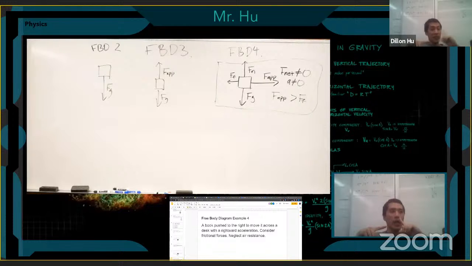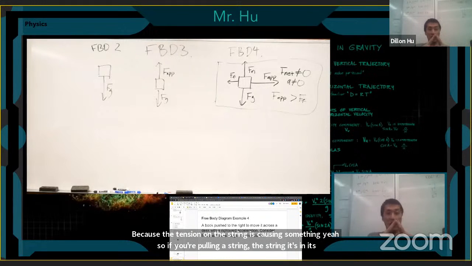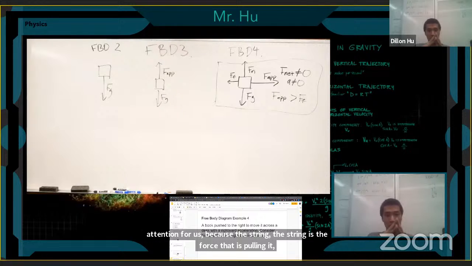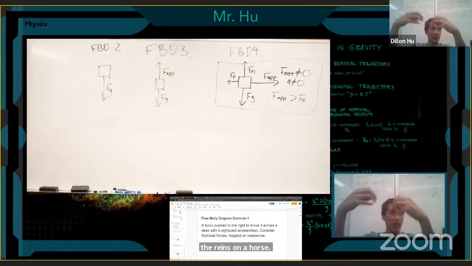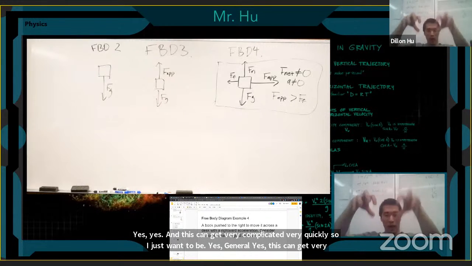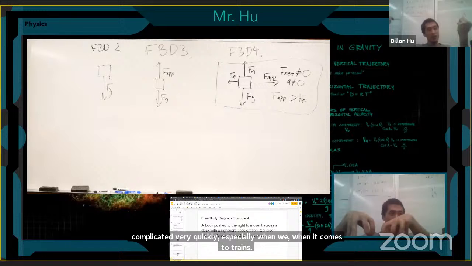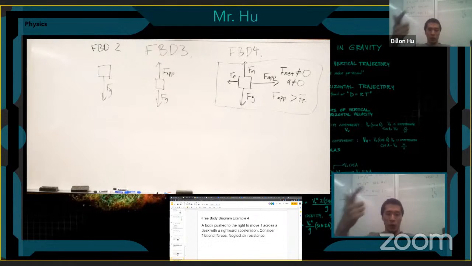Yes, in general, this can get very complicated very quickly, especially when it comes to trains. I don't know if we have time, but trains are connected by those little things, I don't know what they're called, and that is an example of tension. You have tension pulling both ways, and it can get very complicated very quickly. So I just want to say that, in general, tension has to do with strings, ropes, cables, and stuff.